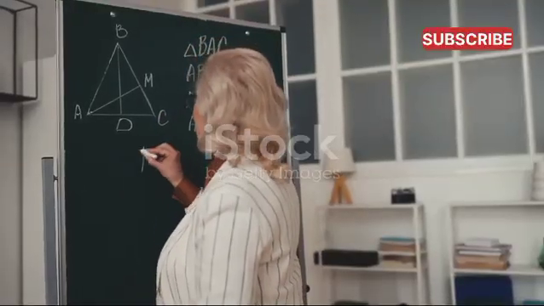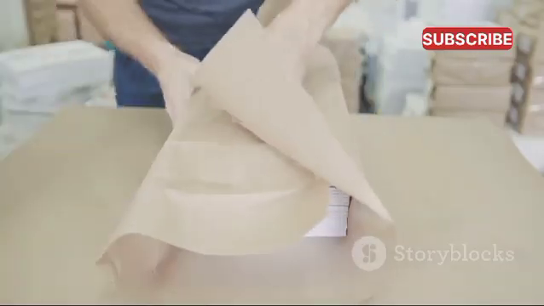First up, we've got surface area formulas. For a cuboid, the surface area is given by 2 times length times breadth plus breadth times height plus height times length. Easy, right? Just remember, it's all about covering every side of the box.